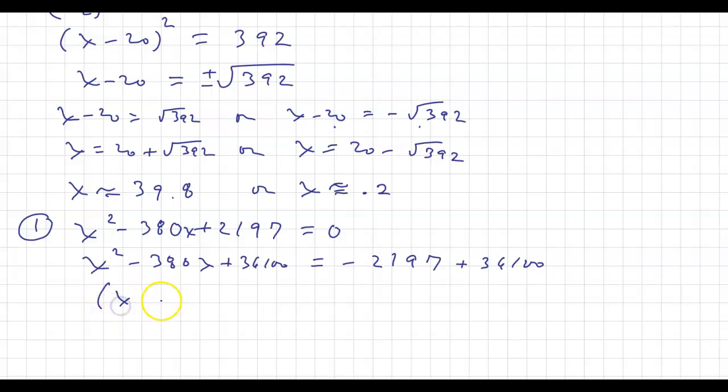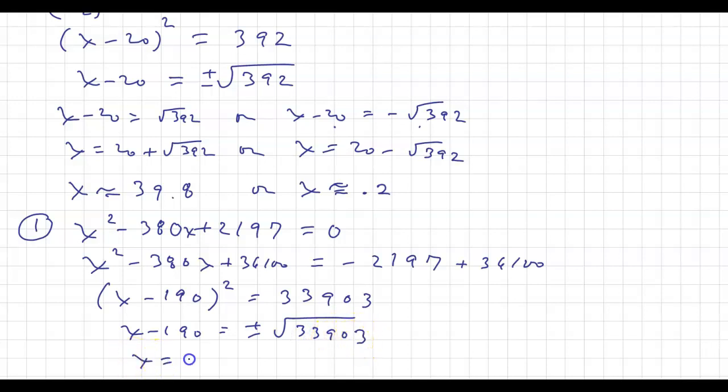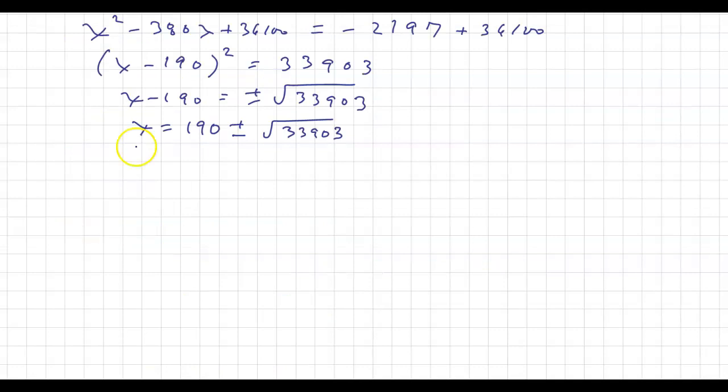And this factors now to x minus 190 squared is equal to 33903, which means that x minus 190 is plus or minus the square root of 33903, which means x is going to be, if I add 190 to both sides, I can write both answers. And just for reference, 190 plus root 33903 is about 374.1 approximately. And 190 minus the square root of 33903 is about 5.9.